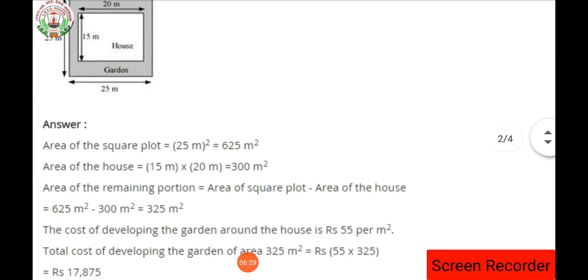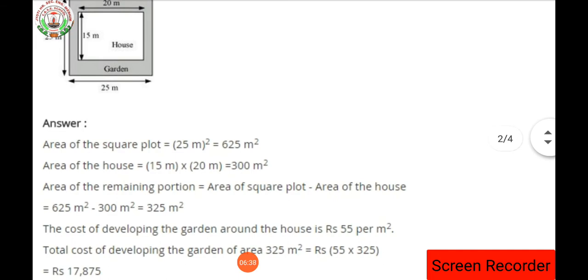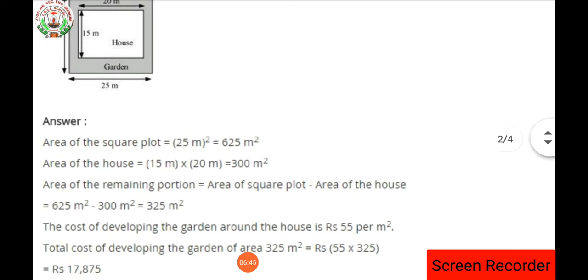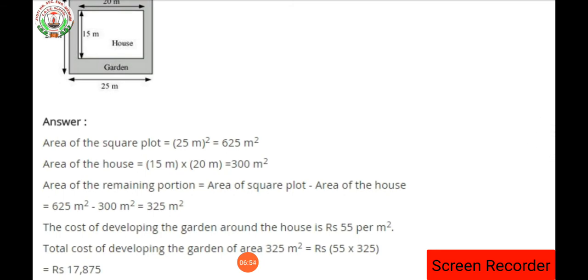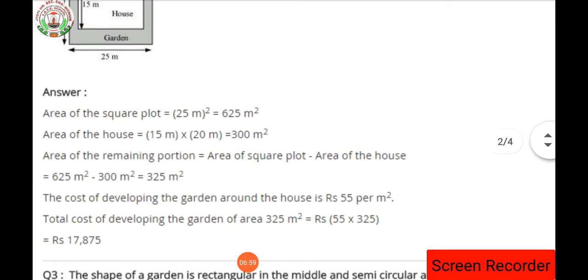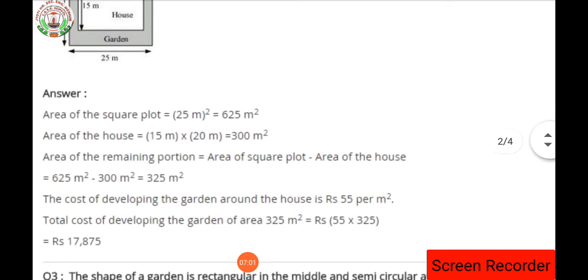The area of the house will be, the length of the house is given as 20 meter, and the breadth of the house is given as 15 meter in the question, as well as in the figure. So we find the area of the house as length into breadth. 15 meter into 20 meter will be 300 meter square. Now for the area remaining for the garden, the area of the plot will be subtracted with the area of the house. So 625 meter square minus 300 meter square gives the answer 325 meter square.